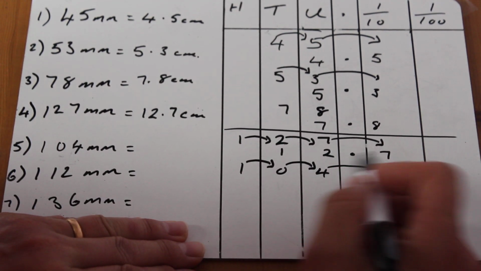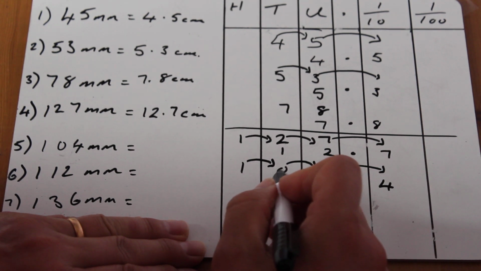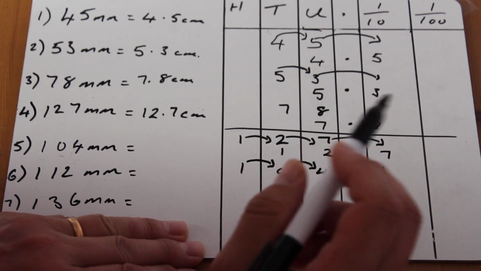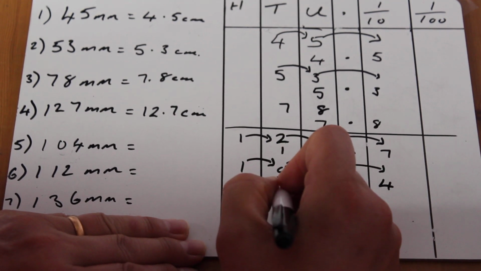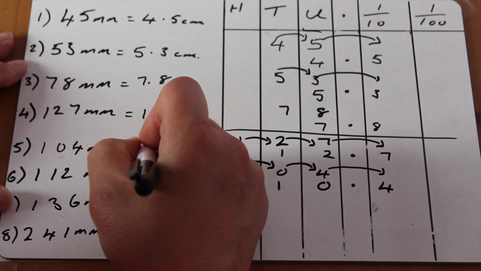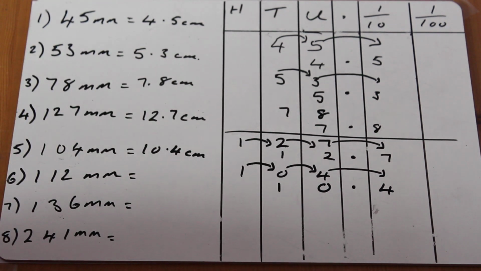So I'm just going to write it in reverse order. 4. This 0 is vital. You need to put it in. Please don't forget it. That's very, very important. And my 1 goes in there. So that gives me 10.4. So 104 millimetres is exactly the same as 10.4 centimetres.